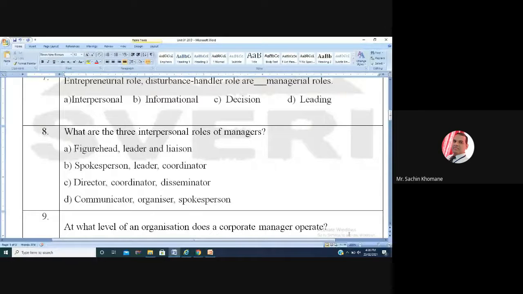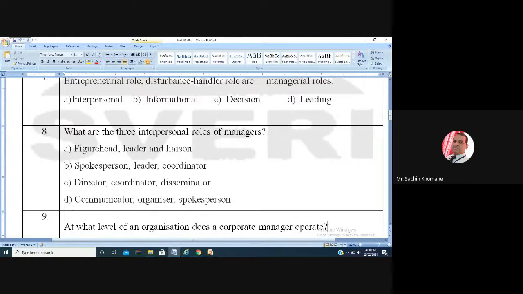Let me say the meaning of a figurehead: the front line person. A figurehead is always the front man for every activity. That is interpersonal. What is the meaning of leader? Those who direct. And liaison means exactly the contact officer, or reporting person, you can say. So I hope I could explain these three.